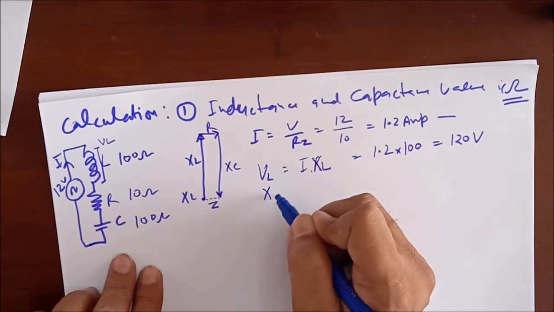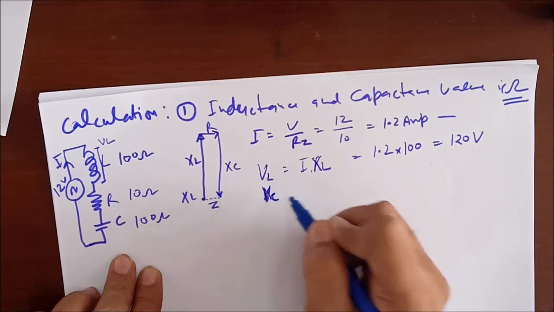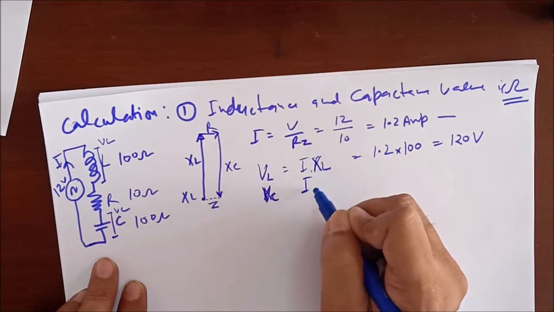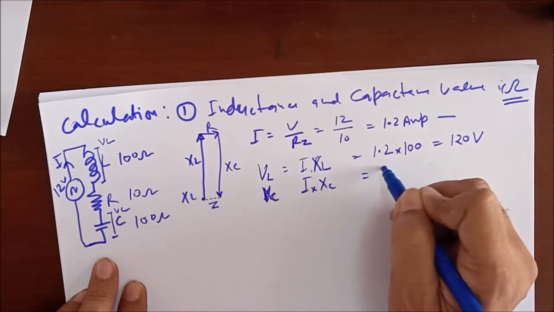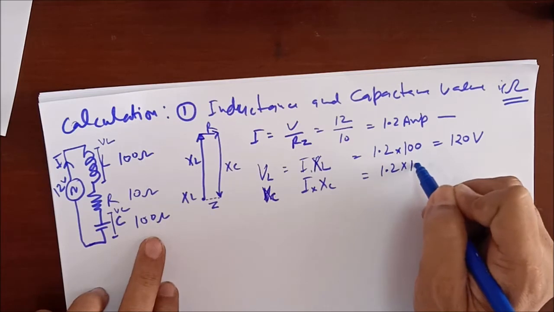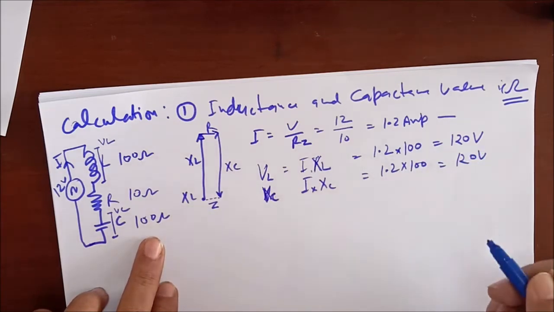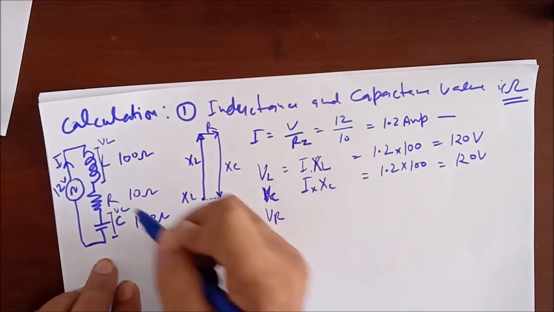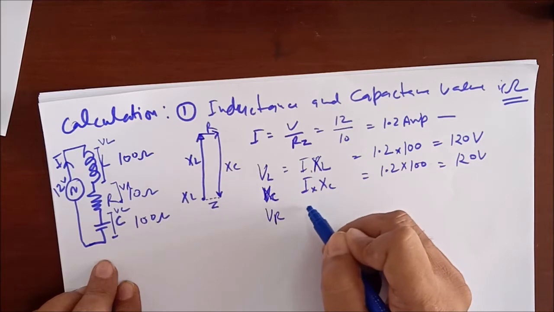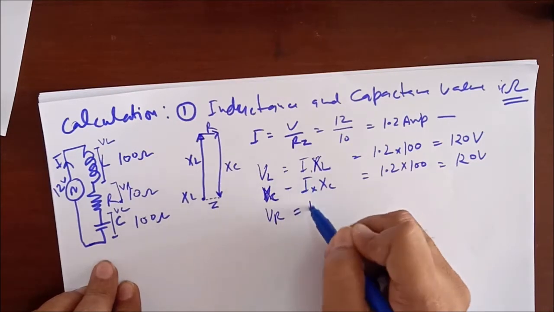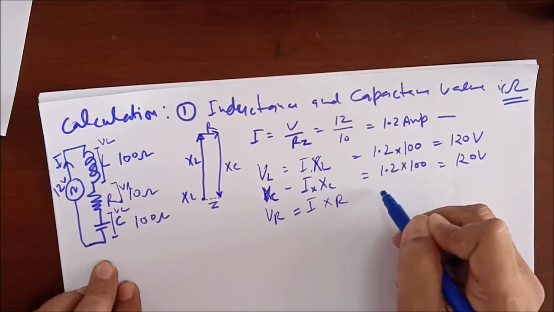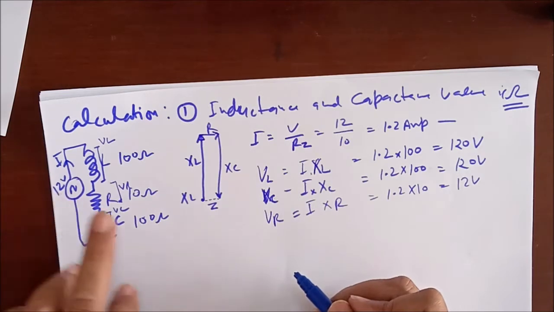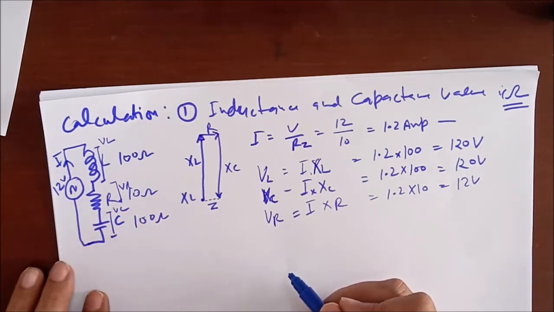Now same way we need to calculate voltage across C. Same way I into XC is equal to 1.2 into 100 is equal to 120 volt. If you want to know the voltage across R, this one is equal to I into R. This is equal to 1.2 into 10 is equal to 12 volt. The same voltage given by the source supply is coming here.